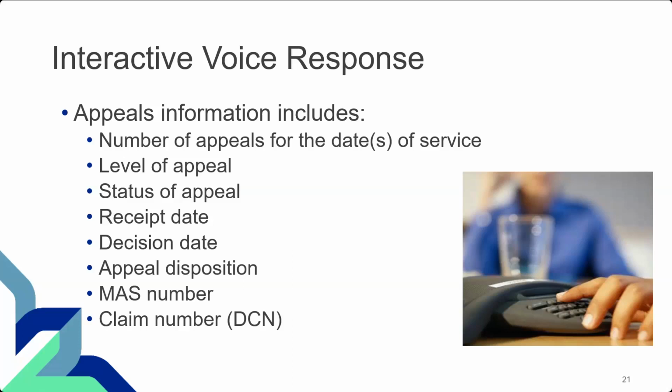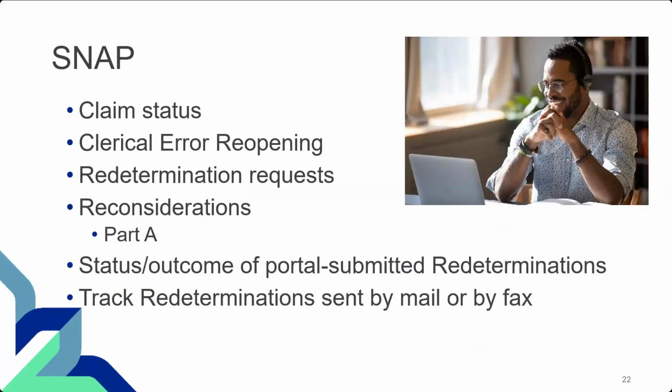You can hear the appeal disposition, whether it was favorable, partially favorable, unfavorable, misrouted, dismissed, or unspecified. It's also going to give you the MAS number, which stands for the Medicare Appeals System, and then it's also going to give you the claim number or the DCN. Those are all things that you can hear from our voice or touch tone activated IVR.